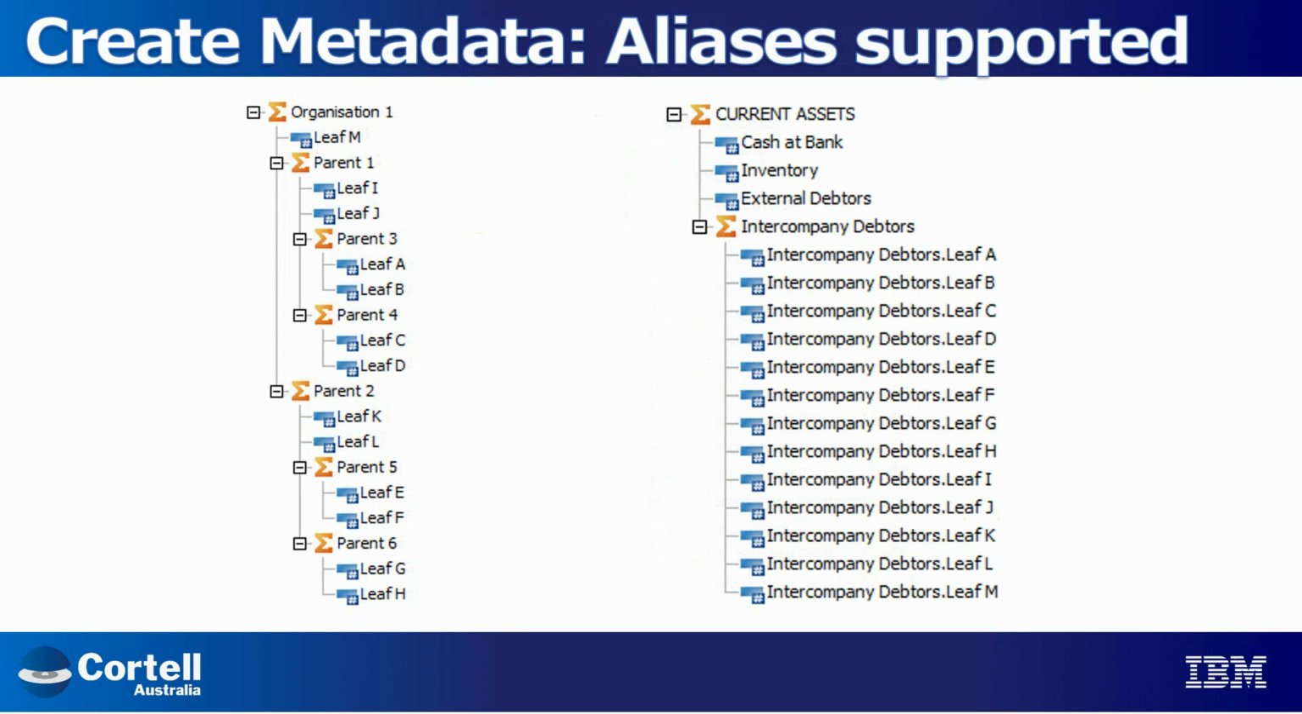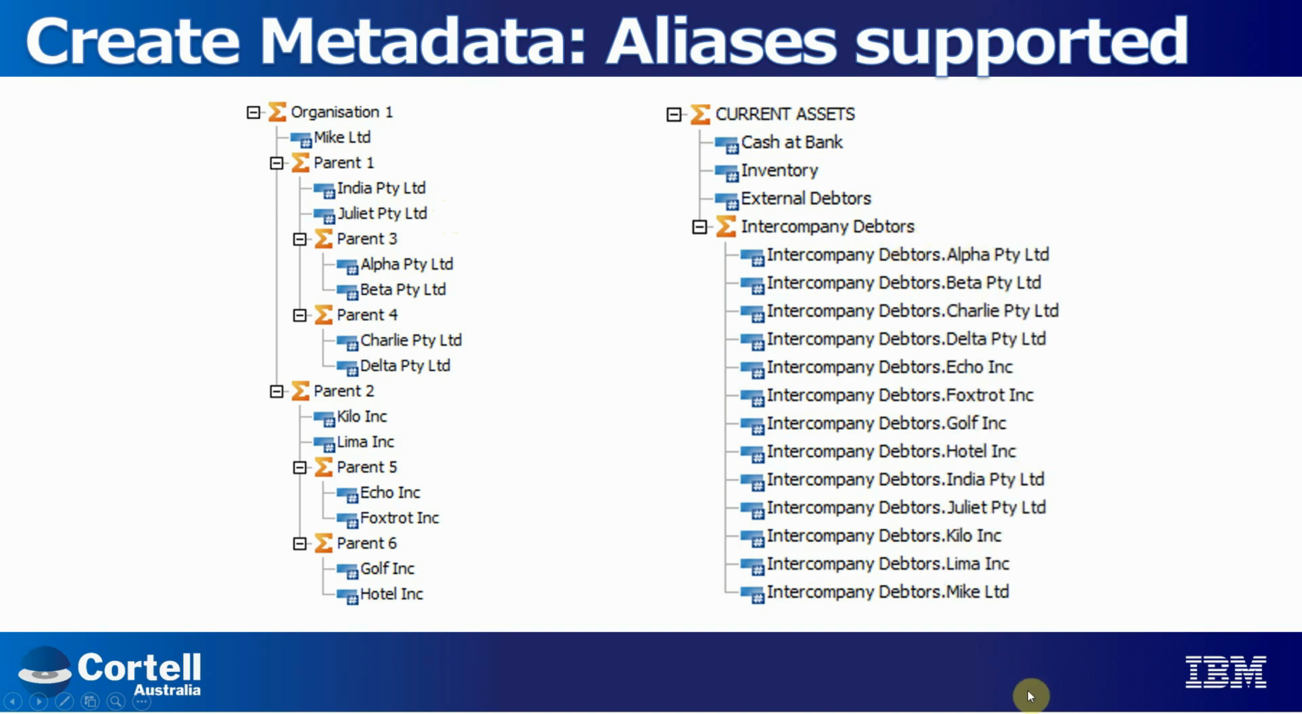And TM1 has a feature called aliases, where elements that you create can be given an alias. Some clients use that for foreign language definitions, English and then French and Japanese or whatever. You can use it for an expanded description of something or just alternate descriptions. So if our entity has aliases where leaf A becomes Alpha Proprietary Limited, leaf B is Beta Proprietary Limited, leaf M is Mike Limited, and leaf J is Juliet Proprietary Limited, well, then we want our sub-accounts to use the alias as well, and the module will automatically do that for us.